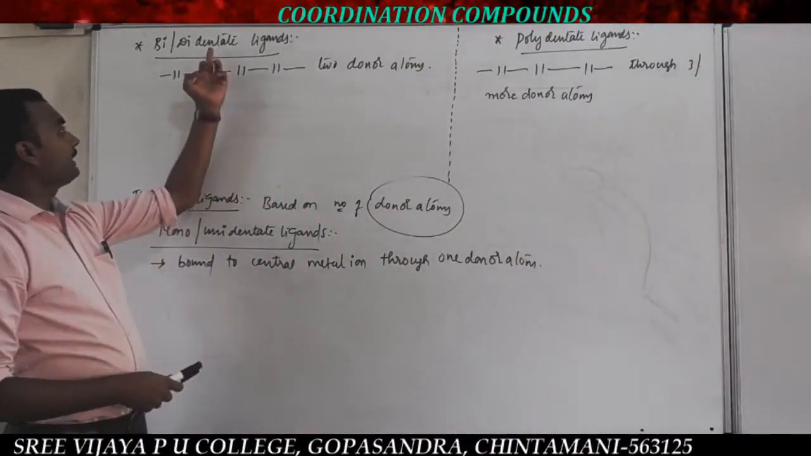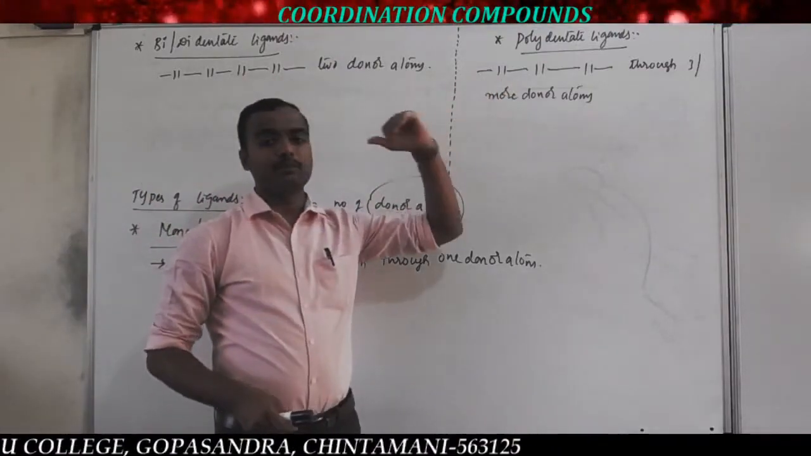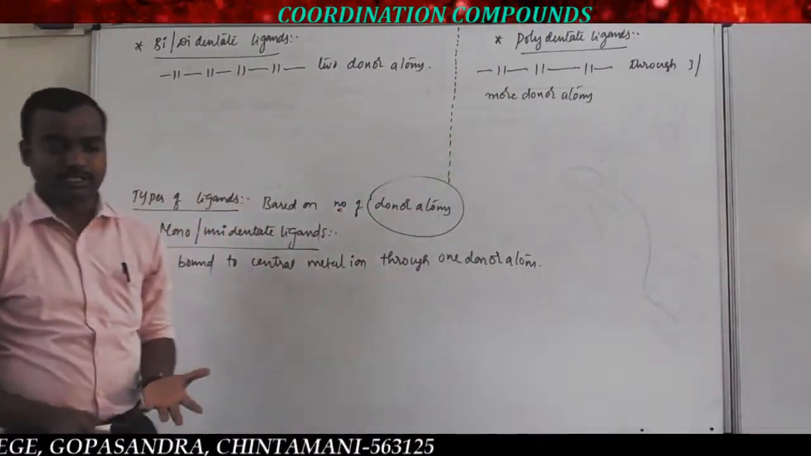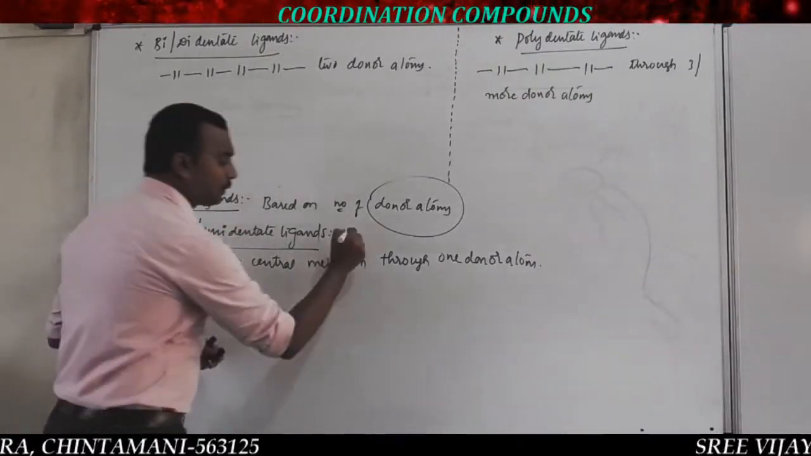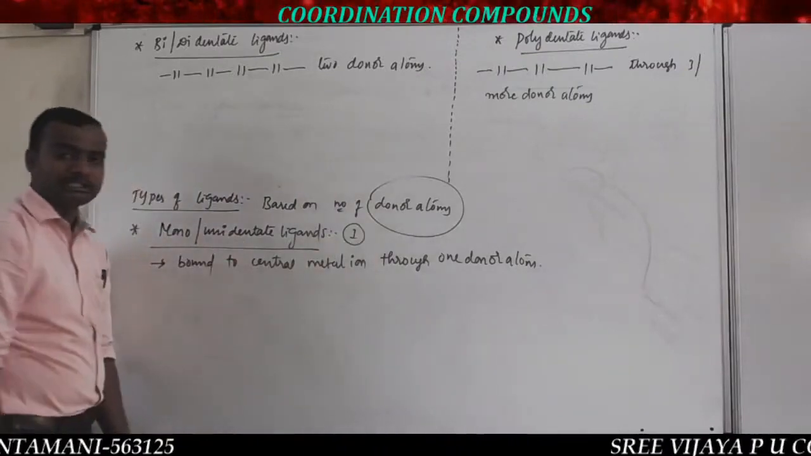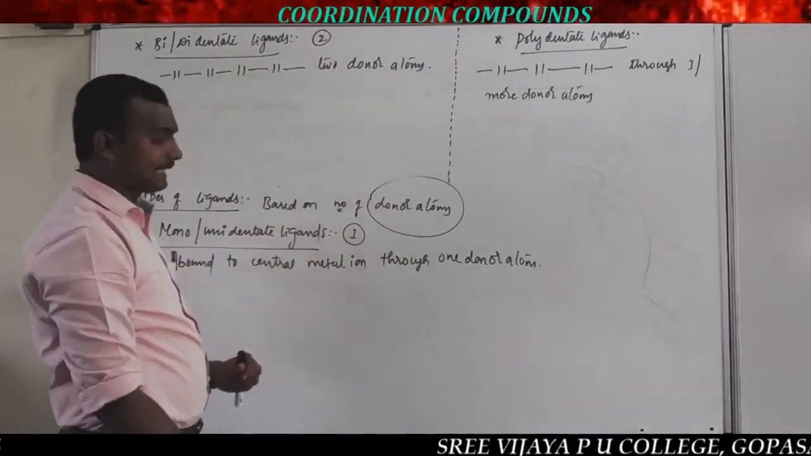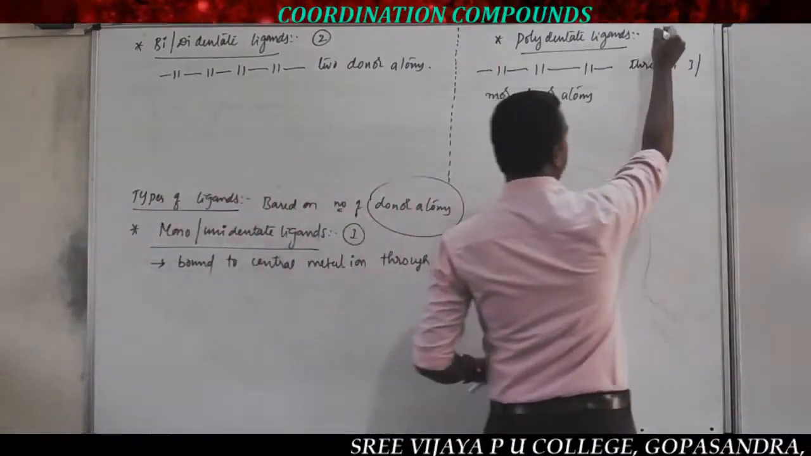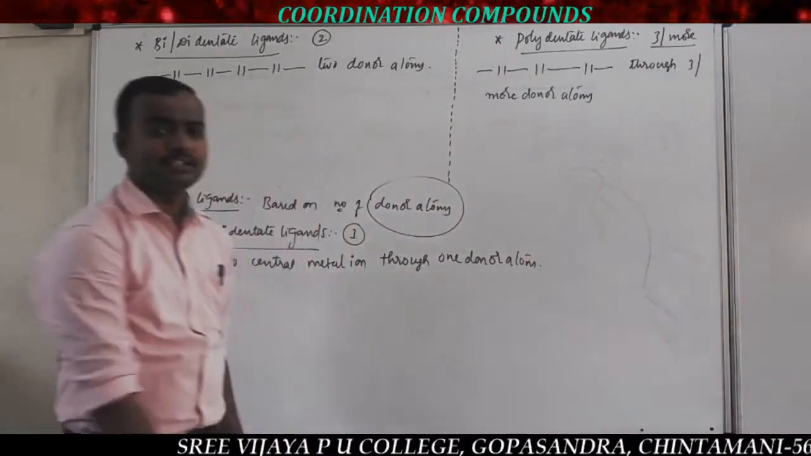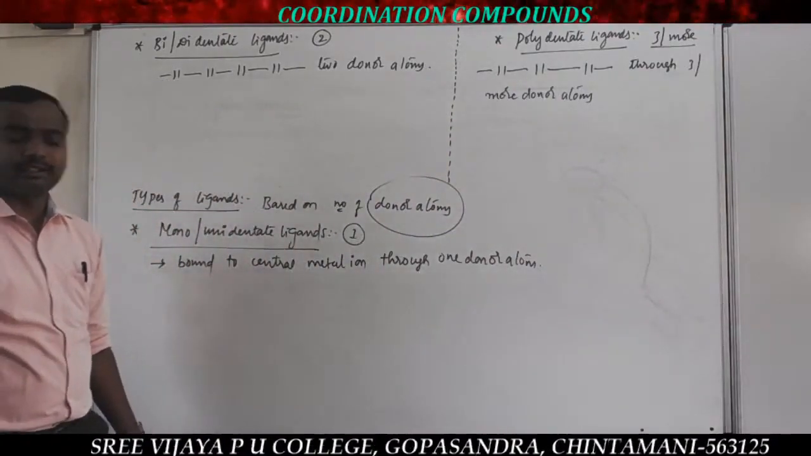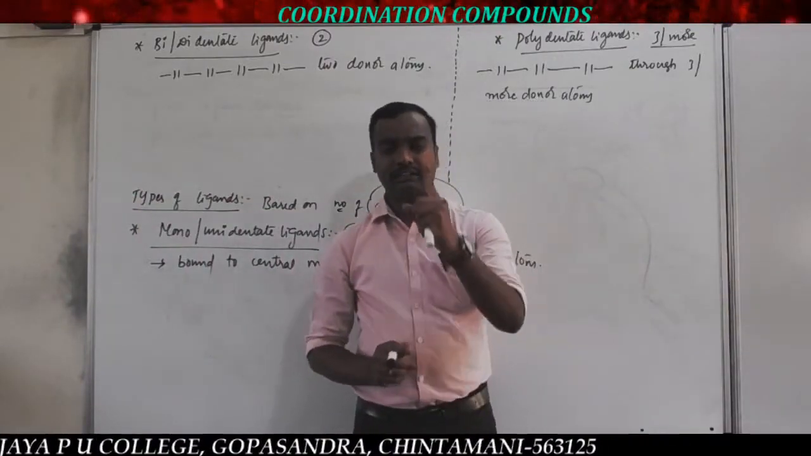The bidentate ligand forms two coordination bonds, and a polydentate ligand forms three or more coordination bonds with the central metal atom. How many coordination bonds are formed by a monodentate ligand? Only one. Two coordination bonds are formed from a single bidentate ligand, and three or more by polydentate ligands. Polydentate ligands include tridentate, tetradentate, pentadentate and hexadentate ligands. One example is the hexadentate ligand.